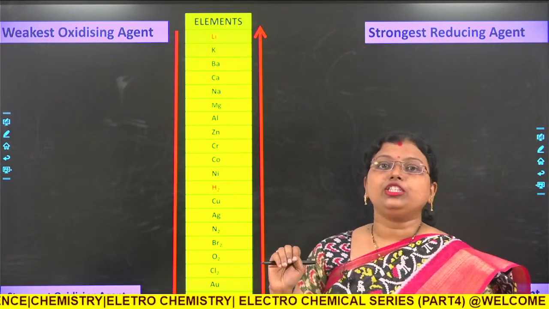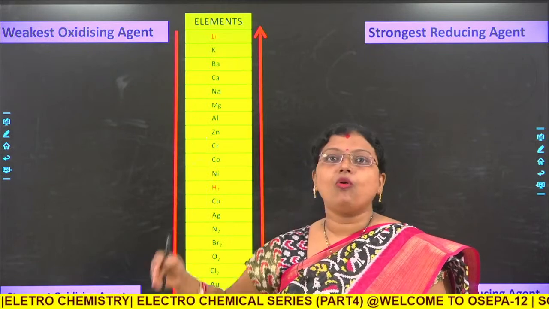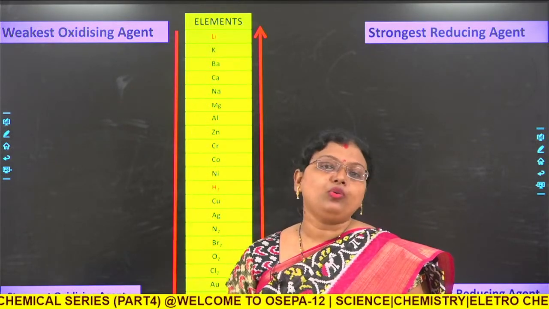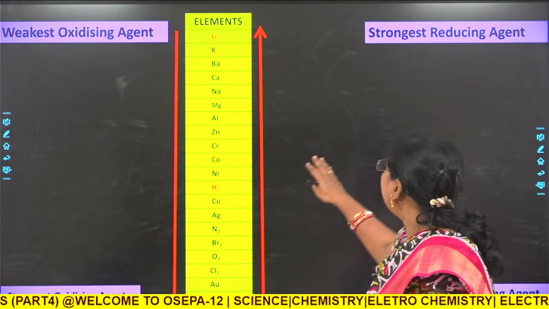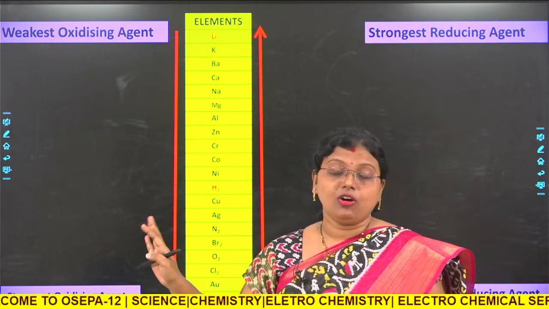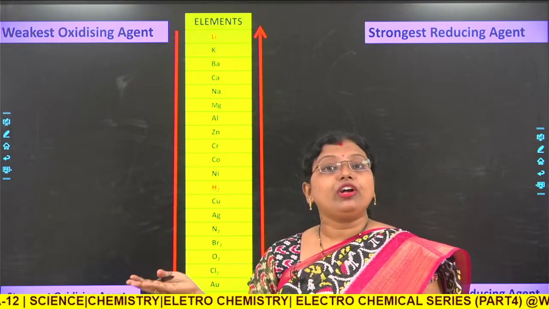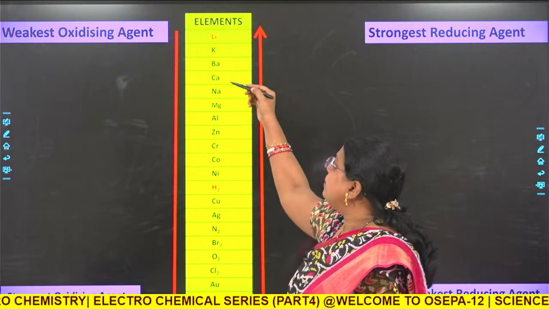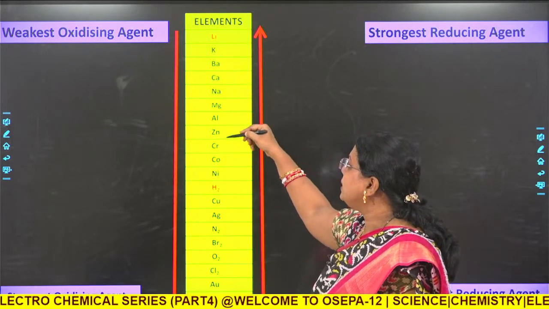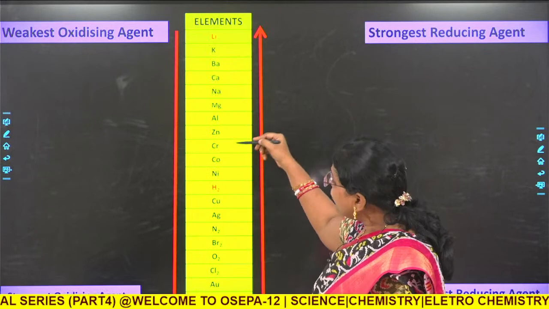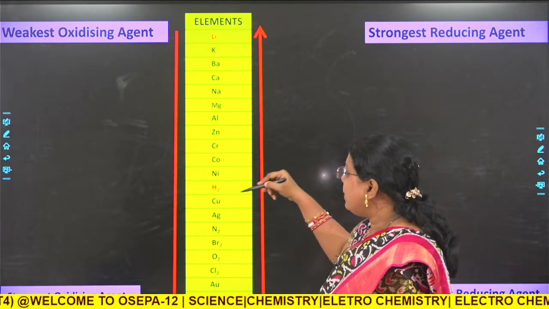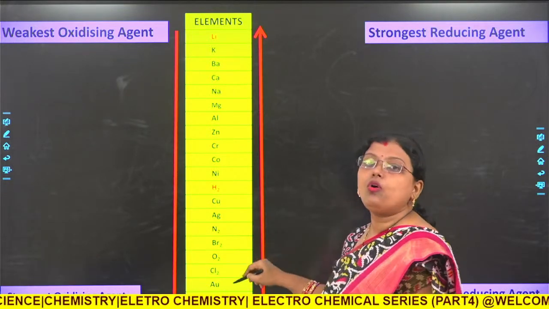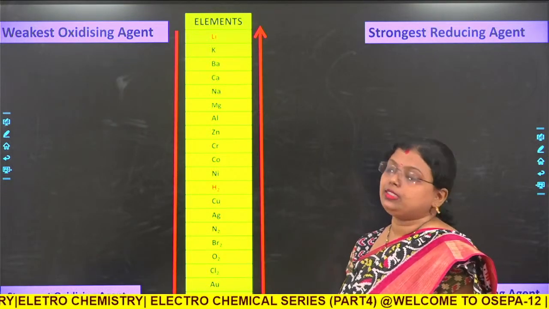A question may arise in your mind: ma'am, the series is so long, so many elements are there, so what to remember and how to remember? So no need to remember the values or the names of all the elements. If you want to remember, then remember only these 20: lithium, potassium, barium, calcium, sodium, magnesium, aluminum, zinc, then chromium, cobalt, nickel, hydrogen, copper, silver, nitrogen, bromine, oxygen, chlorine, gold and fluorine. Only remember this order.